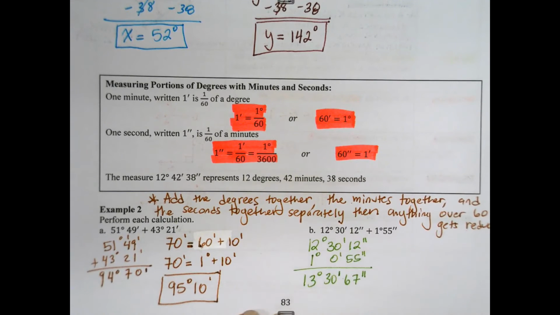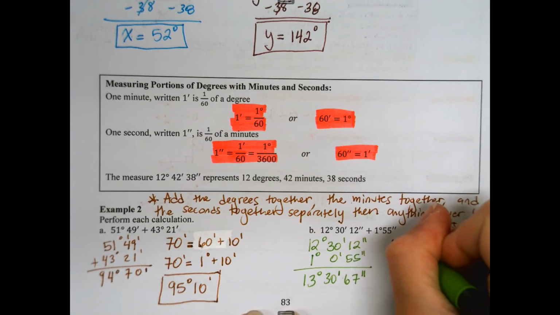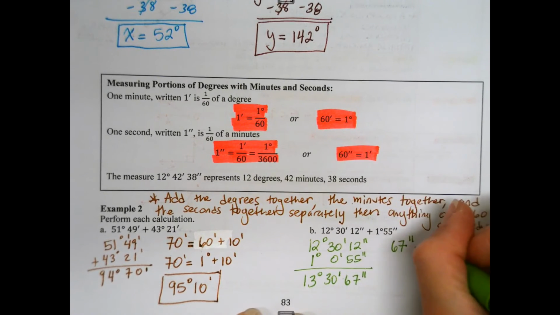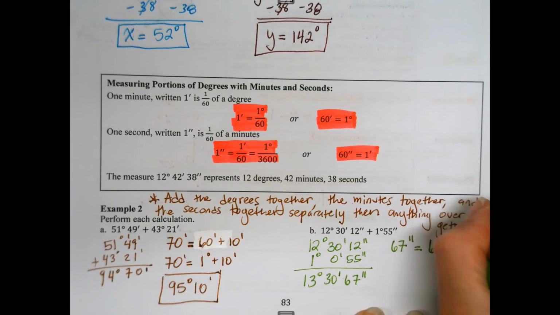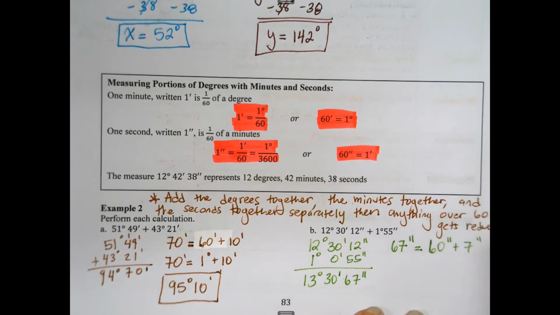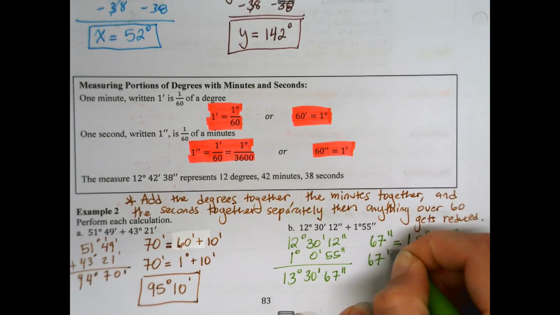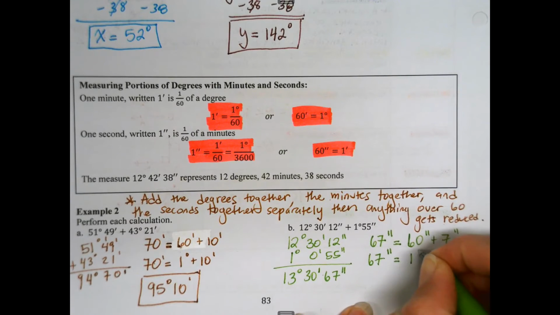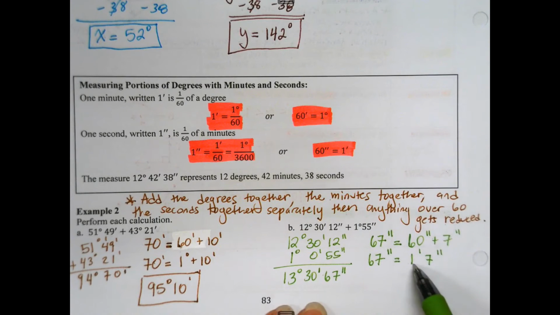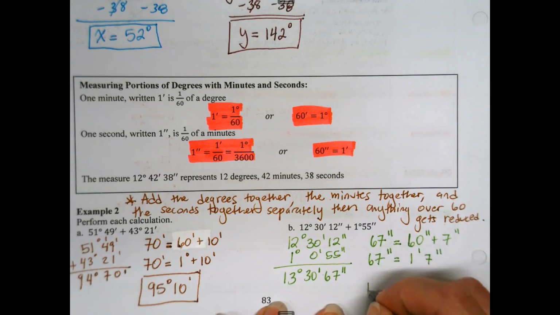It ends up being 13 degrees, 30 minutes, and 67 seconds. However, 67 seconds is equivalent to 60 seconds plus 7 seconds, and 60 seconds is 1 minute. So 67 seconds is equivalent to 1 minute and 7 seconds. So therefore, we have to add 1 minute to 30, and we get 13 degrees, 31 minutes, and 7 seconds as our final answer.